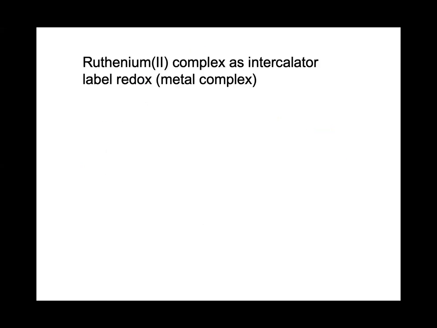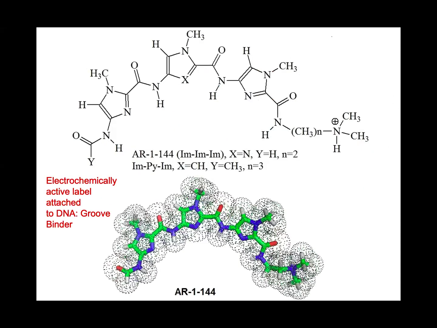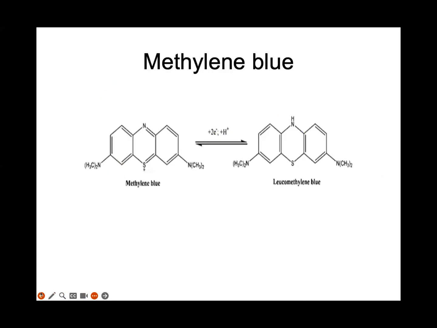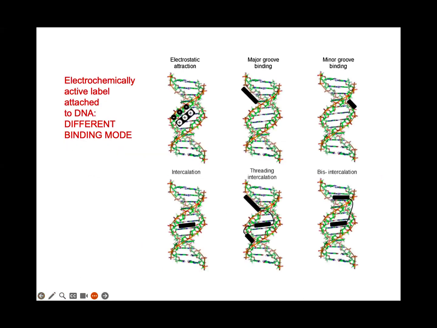So let's look at the groove binder. What are the common groove binders? Okay, you can see that they have a crescent shape. This is the crescent shape, right? So why do they need the crescent shape? Because remember, it has to bind with the groove. So the crescent shape actually helps to bind with the groove.